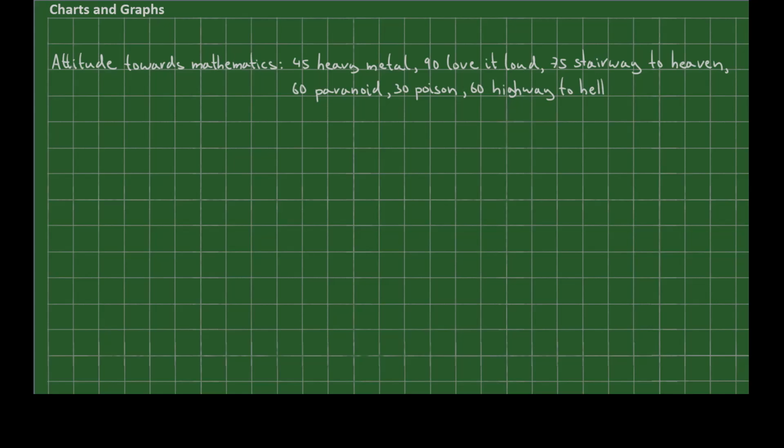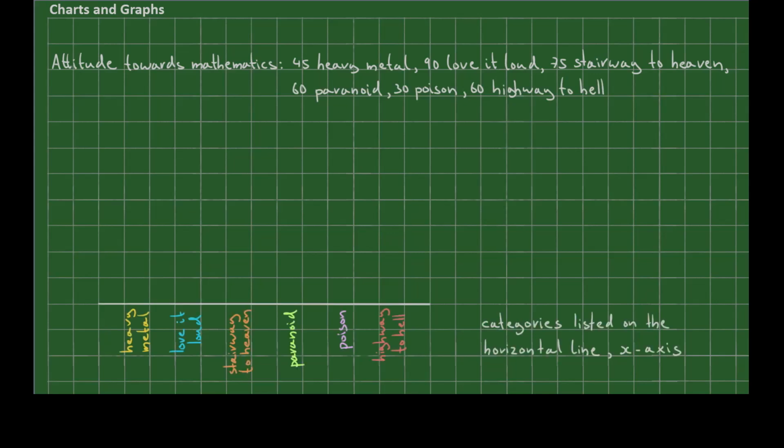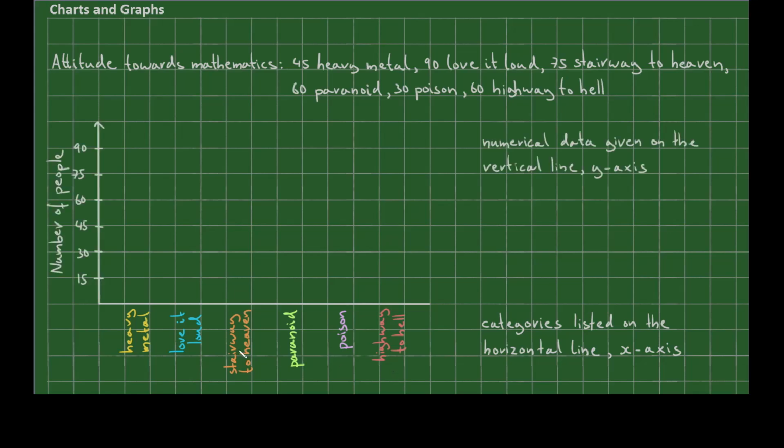One way is to use a bar chart. We are going to construct our bar chart by starting with the x-axis. This is the horizontal line at the bottom where we place our categories, and here they are. The y-axis, or the vertical line, will contain the numerical data. In this case, the numerical data represents the number of people. And now I'm quickly going to draw bars that represent the number of people who fall into each category.